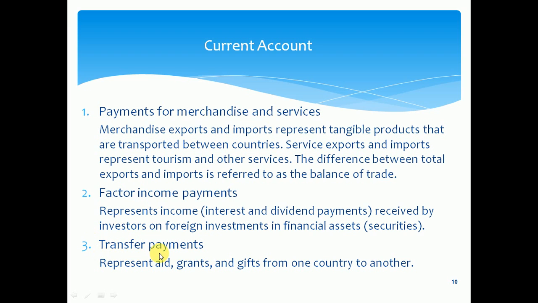Why is it called transfer payment? Because we are not making any effort. This is basically free. If something is free, we call it transfer payment. See, aid is free. Grants are free. And gifts are free. It means we are not making any effort, but we are receiving money, we are receiving funds. So we call it transfer payment. So the current account consists of these three items: payment for merchandise and services, factor income payments, and transfer payments.